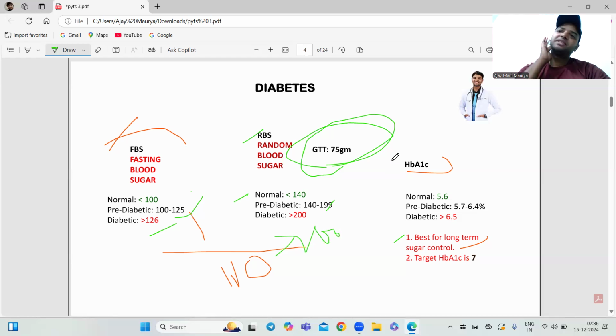See guys, for HbA1c, the normal value is 5.6, diabetic 6.5. See here, normal is 5.6; if you reverse this, it is 6.5. So normal is 5.6, reverse is 6.5, diabetic. It's very easy to remember. Pre-diabetic means 5.7 to 6.4. So guys, while treating, the target HbA1c is always 7. Please remember these, guys, you will get one MCQ from this.